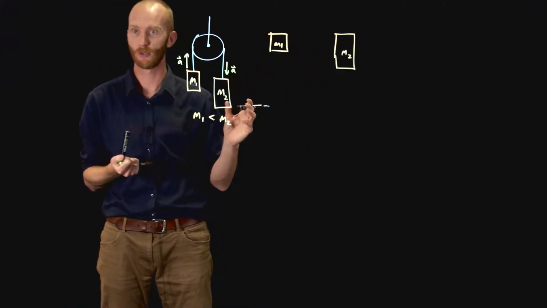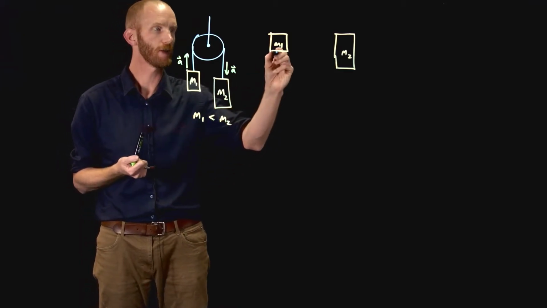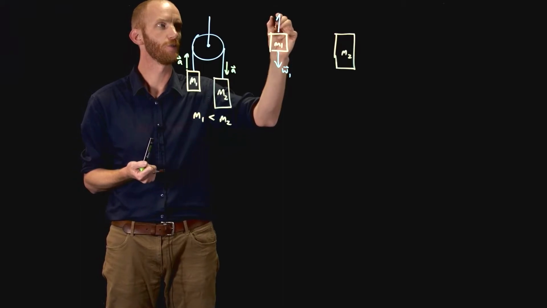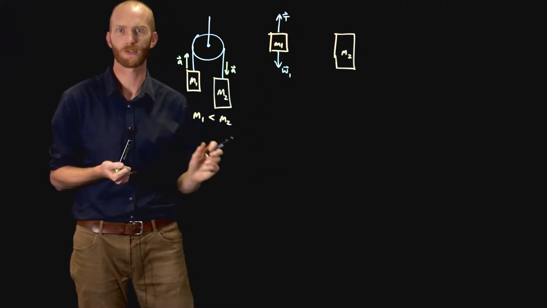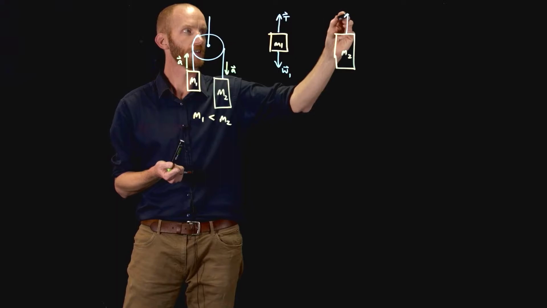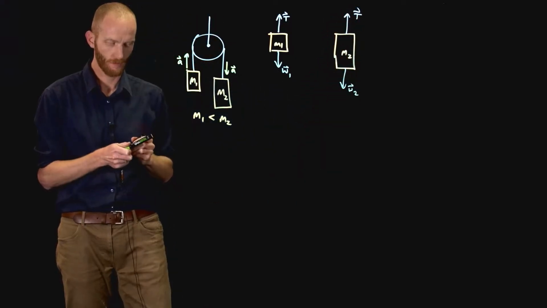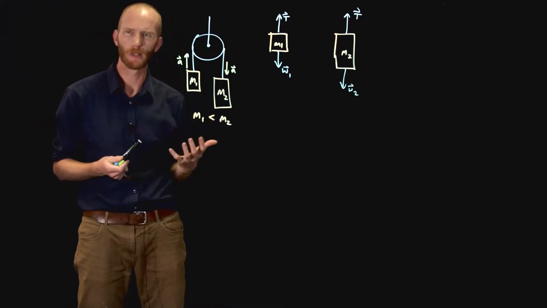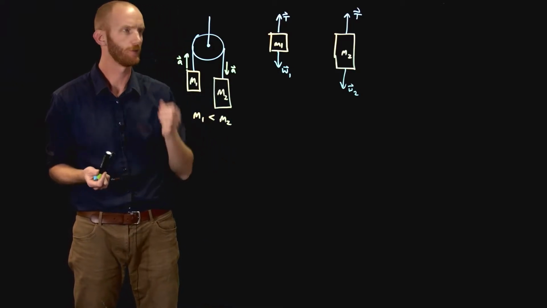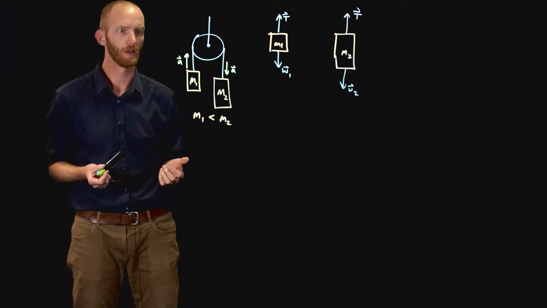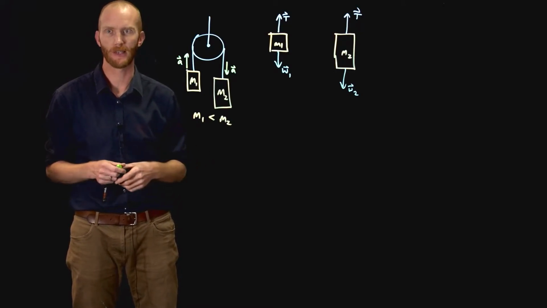So M1 has two forces acting on it. It's got its weight, which obviously points down, and it's got the tension force coming from the string. M2 also has the same tension force, but it's got a different weight force. So the thing that's common in these different free body diagrams is the tension force. It is T in both cases, and it's acting up.